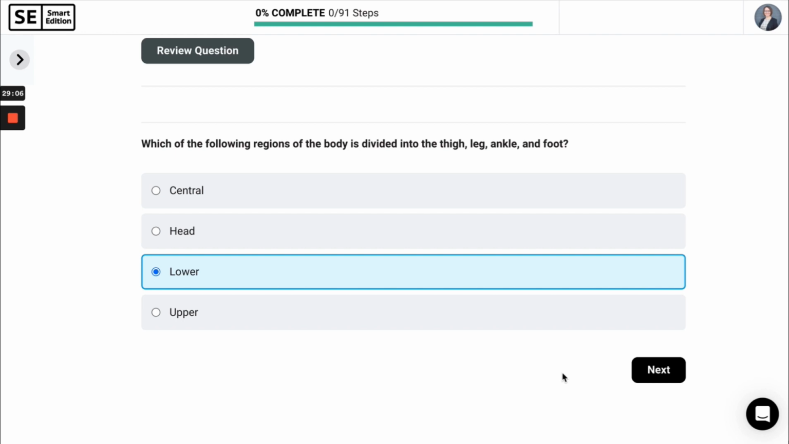The central region of the body would be more like your torso. Upper region, think shoulders, arms, and then of course the head.